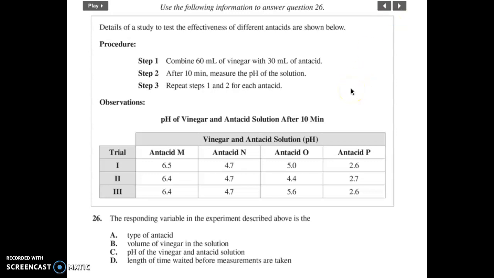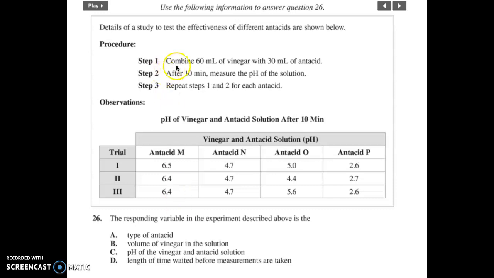Okay, here's another acid-base one. Let's take a second to read it. Pause perhaps, try it on your own. So in this question, we're trying to figure out what a responding variable is. Manipulated variable is the thing you change. Responding variable is what happens because of what you changed. And controlled variable is what you leave the same, so that your experiment makes sense. You can't change too many things, otherwise it's an invalid experiment.